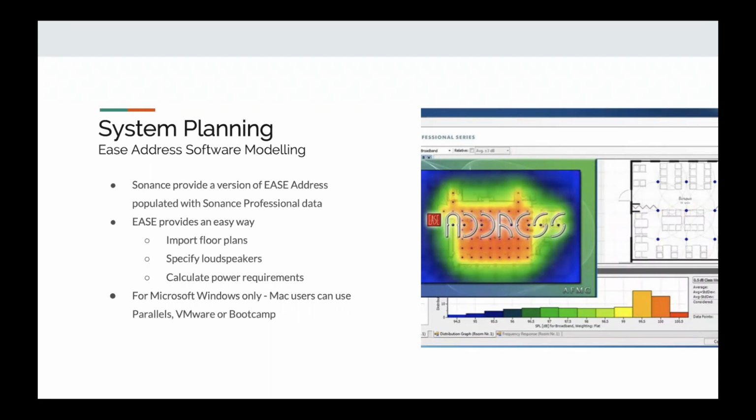Sonance provide a free version of Ease. So if you intend to use their professional and commercial speaker range, which are really, really nice products, they're beautifully designed products rather than the ugly stuff you normally see hanging out of a commercial application, then their speakers are already populated in the software. And it makes it very, very easy to calculate and deploy. And in both of these pieces of software, you can use multiple types of speakers and multiple taps. So it even allows for you to set the volume level in different environments.